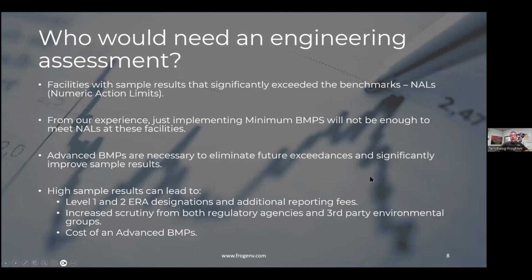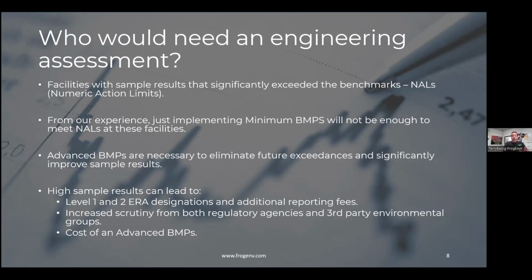We could talk all day about the liability. We know the stories. Level 1 and level 2 ERA designation means additional consulting fees, additional work, engineers. Increased scrutiny from both regulatory agencies and third-party environmental groups. We all know these third-party environmental groups are now smarter. They're looking at people's results, and if you have a history of exceedances, they threaten to sue you in federal court. They're really the enforcement, although a lot of regional boards in the state are starting to step it up.